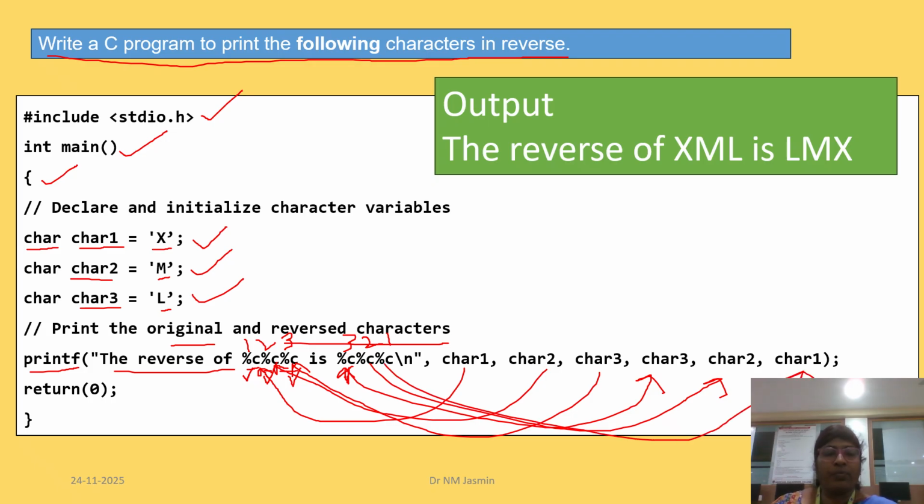Once you have this printf statement, go to return 0 and close the brackets. Once you compile with 0 errors and run this program, you will automatically get the reverse of XML. XML is LMX you will get. If you want to change this, instead of X, if you take A, B, C here, automatically this will become C, B, A. That's your wish. You can even change it and compile and run this program.